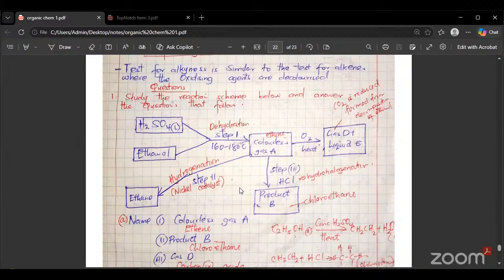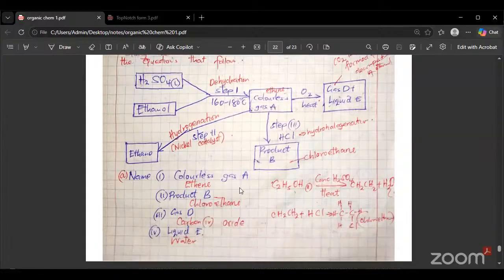Now, something that I almost forgot. It is very important for you to know how to write the equation, because my next question will be to write the equation for the formation of the above gases A, B, D, which could be risky if you don't remember. So product B, where is B? I'm not seeing B. So when you add ethene to HCl, you see they have given one. It equals chloroethane. That one is okay. Gas D, CO2.